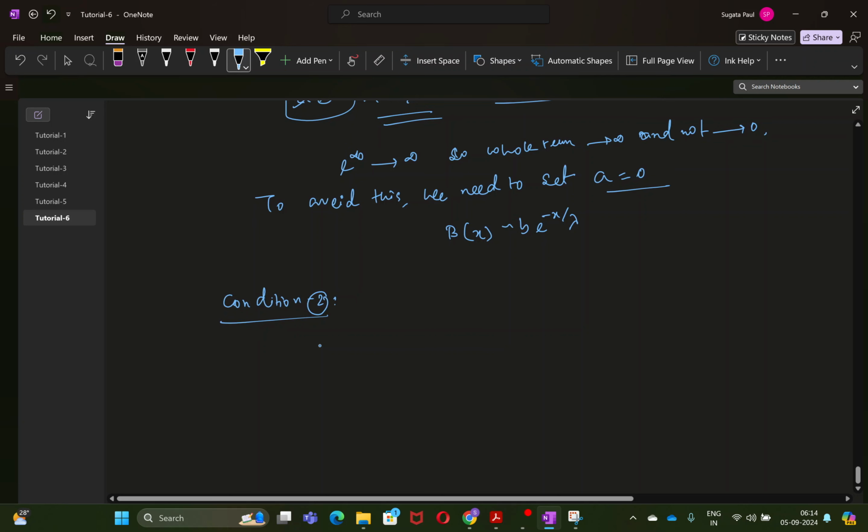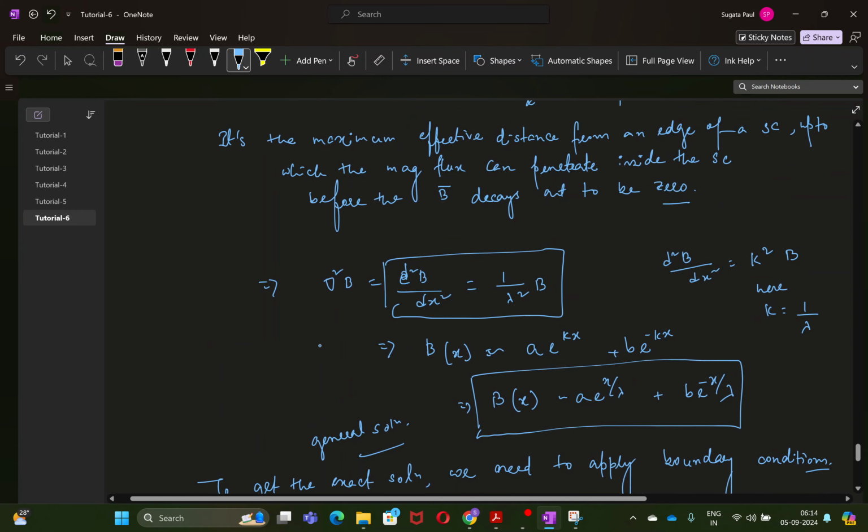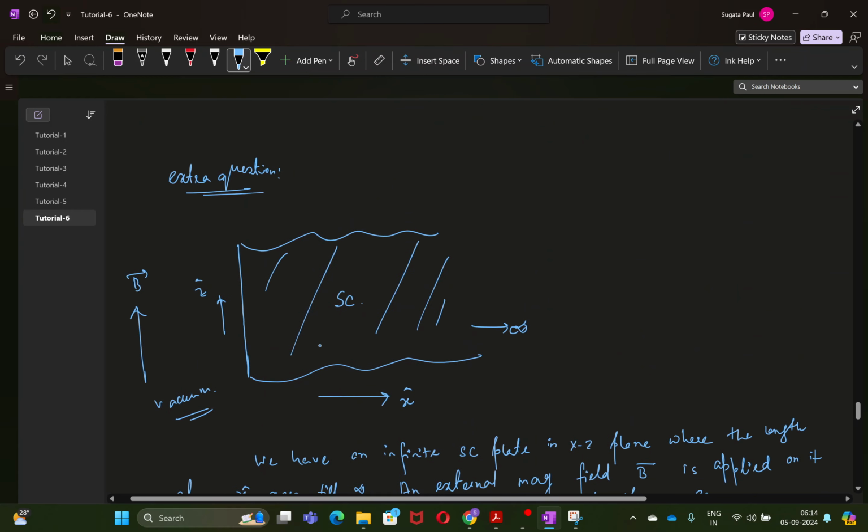which says that your field value is the constant field that is applied on the superconductor just right at the edge of the superconductor. That means if you have a field along the z-axis, then you can have a magnitude part and a directional unit vector. The unit vector is z cap because it is along the z direction, but the magnitude of the field is fixed, which is B naught, the maximum magnitude of the B that is applied.